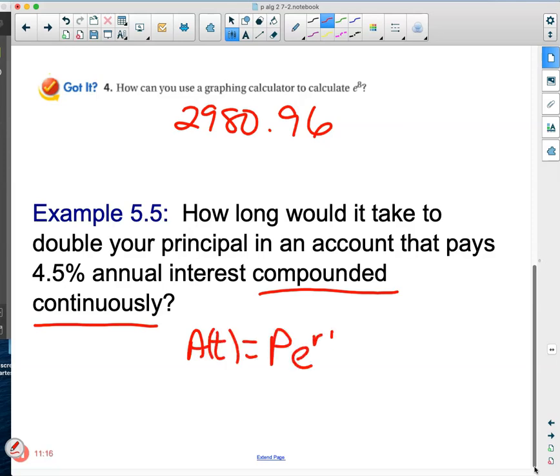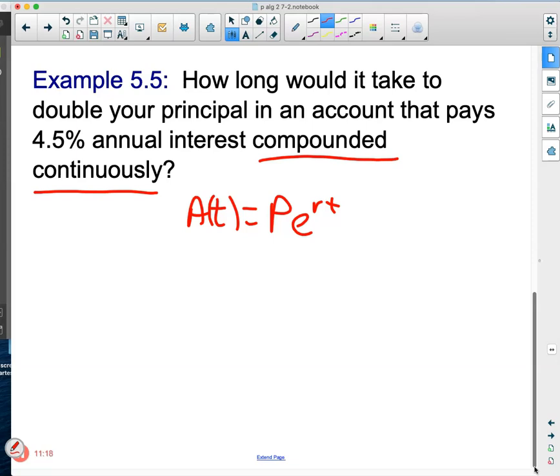P times E to the RT. And then I think, well, how much was I supposed to put in there? It doesn't say. How long would it take to double your principal in an account that pays 4.5% annual interest compounded continuously? Well, that's because it doesn't matter.